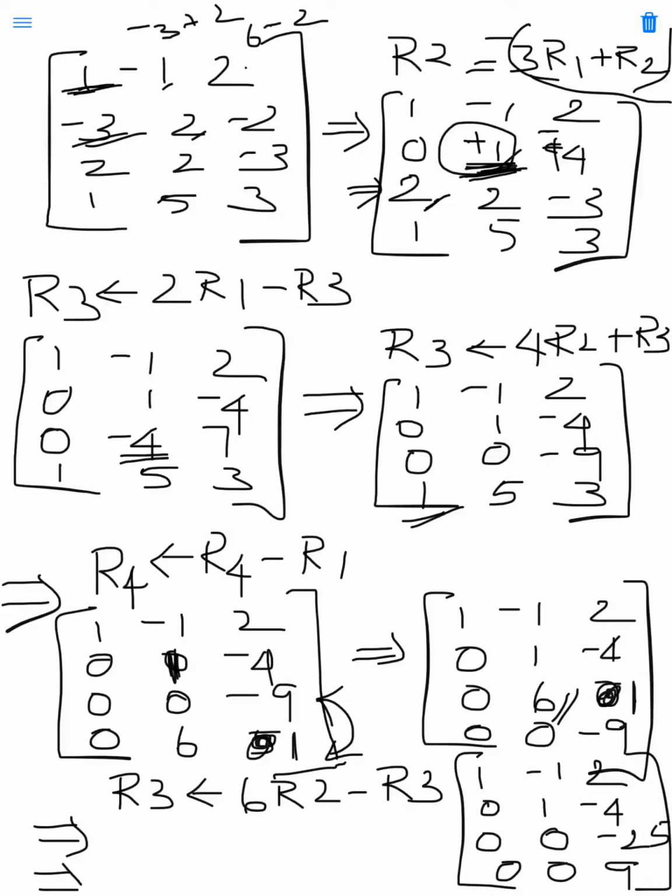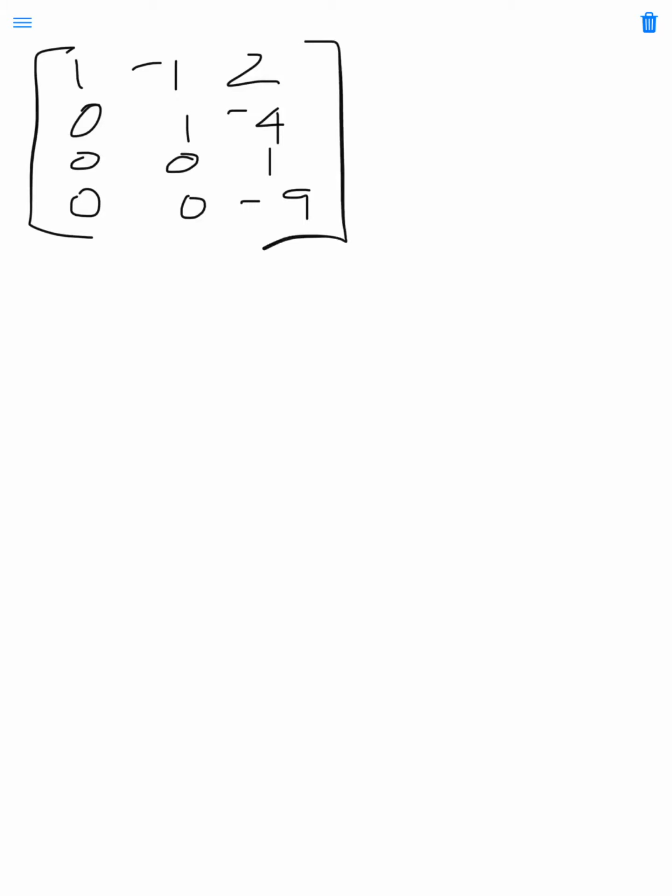Now again you can change this R3 as R3 into minus 125. So which results in a matrix 1 minus 1, 2, 0, 1 minus 4, 0, 0, 1 and 0, 0 minus 9. So this matrix you will be coming.